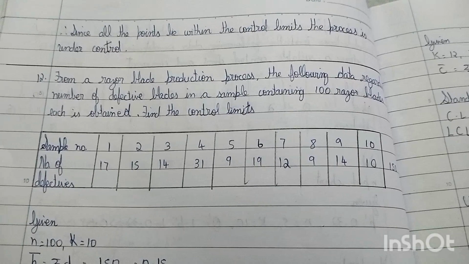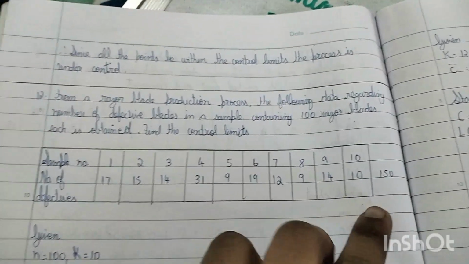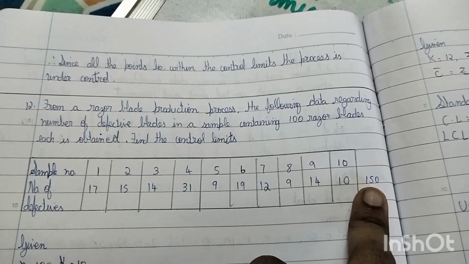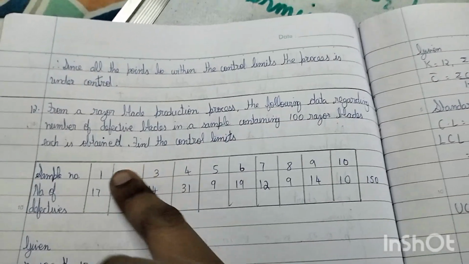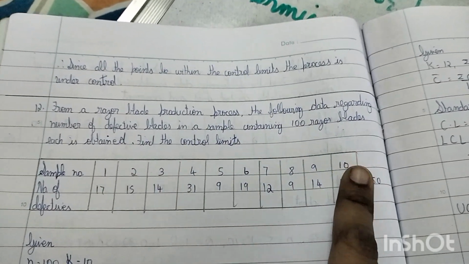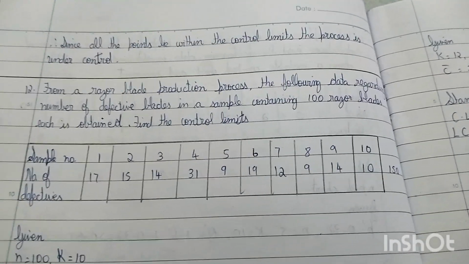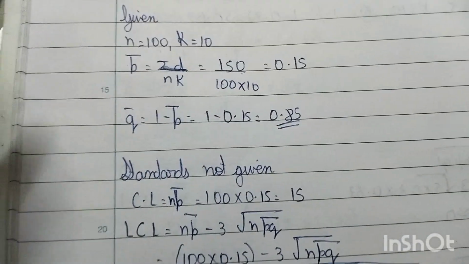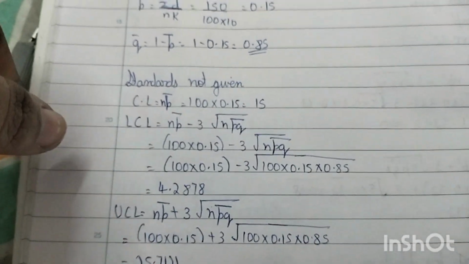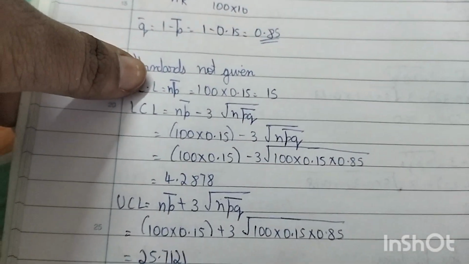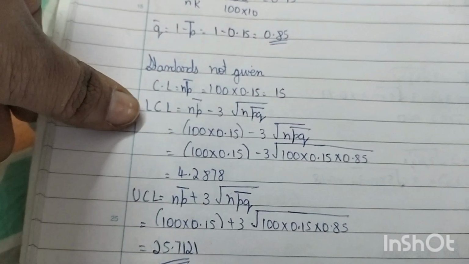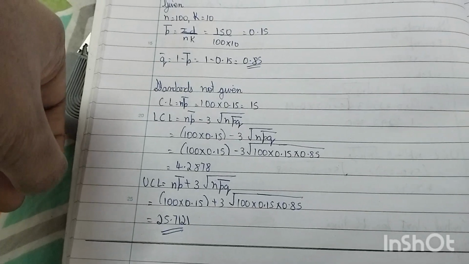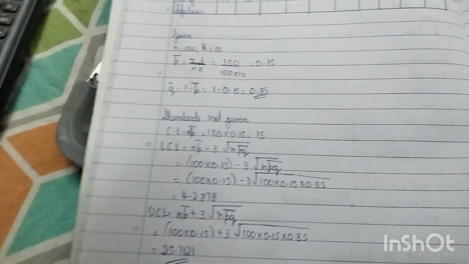So p bar is nothing but summation d by nk. So summation d is nothing but defectives, so that is 150. n is the number of items in a sample, so that's 100, and k is the number of samples, so that is 10. Okay, so you get p bar is 0.15. So q bar is nothing but 1 minus p bar, that is 1 minus 0.15, that is 0.85. Here standards are not given, so CL is equal to np bar, that is 100 into 0.15. LCL is equal to np bar minus 3 square root of np bar q bar, and UCL is nothing but np bar plus 3 square root of np bar q bar.